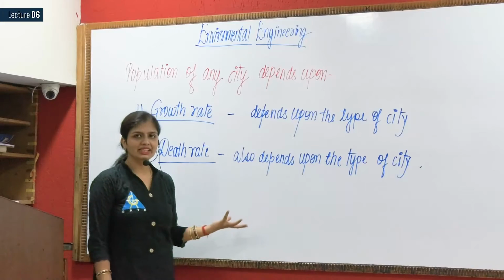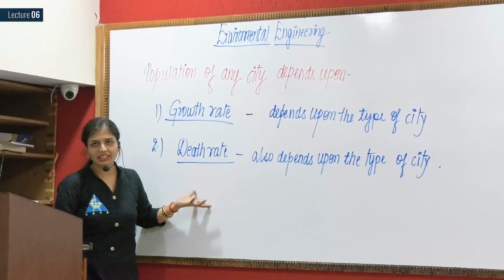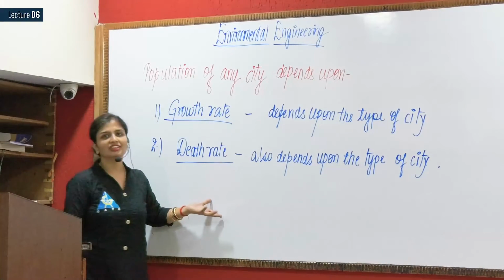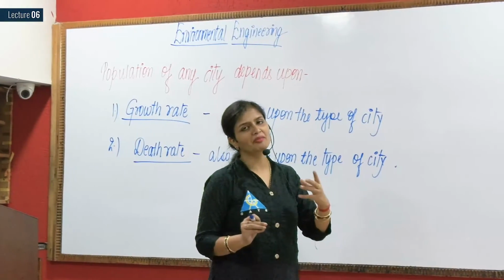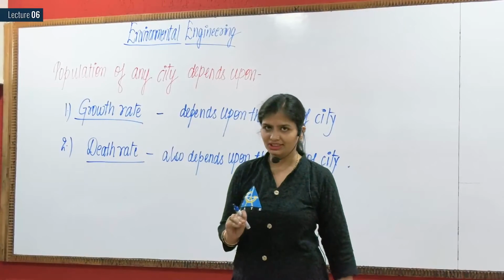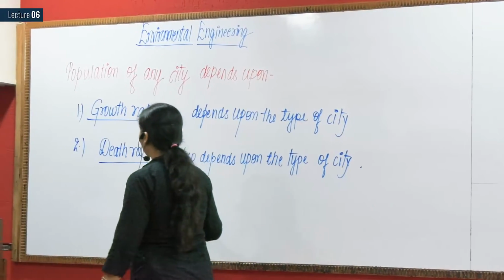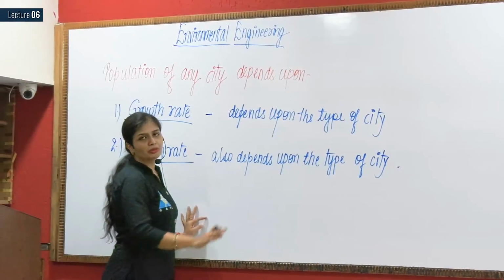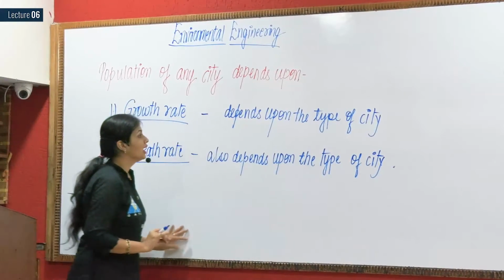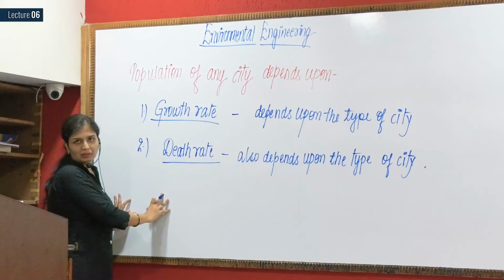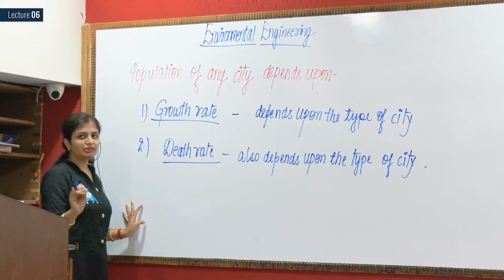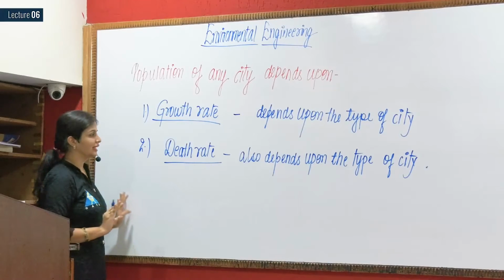If it is a developed city, the death rate will be comparatively low to that of the city which is having no other medical equipments, and it can provide only primary treatment to any sorts of diseases, right? So growth rate, death rate, both depend upon the type of city. Now, I have given you an example. I'm just discussing the parameters. There is nothing to write. It's more than sufficient if you understand these things.